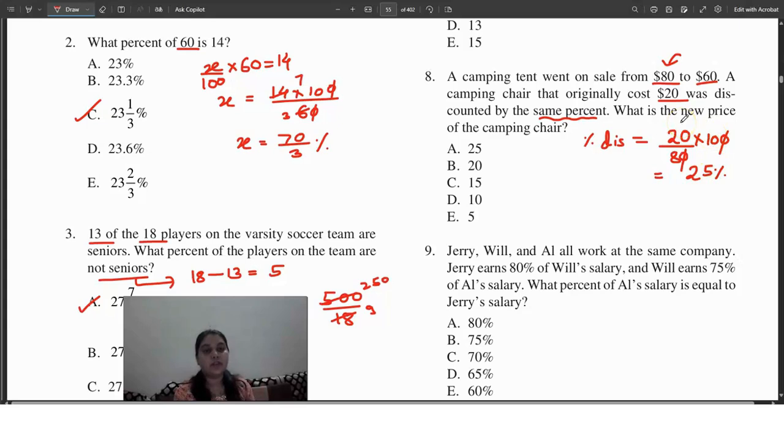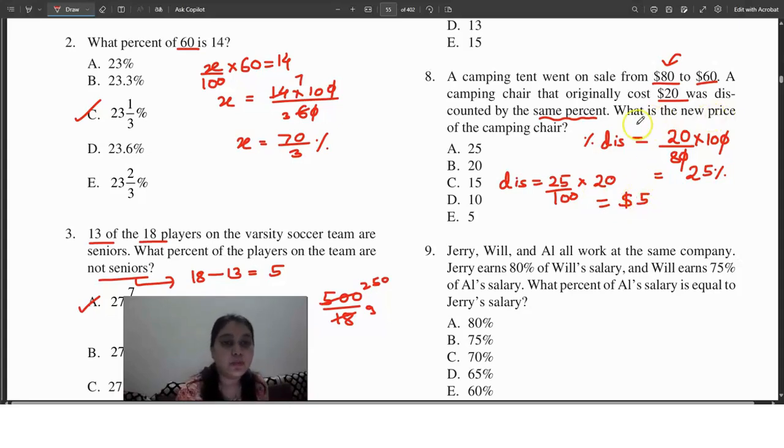Now we have to find the new price of the camping chair. So first we'll find the discount on the camping chair. The discount on the camping chair will be discount percent upon 100 into the price of the chair. The original cost was $20. So 25 upon 100 multiplied by 20. So we'll calculate this. This should be $5.